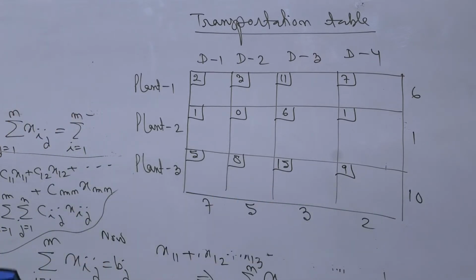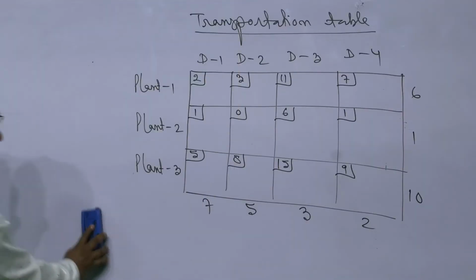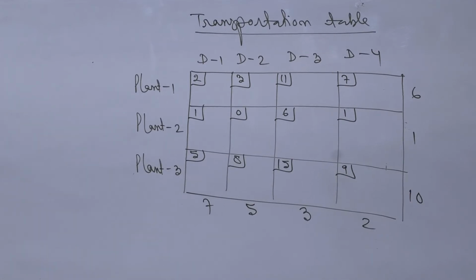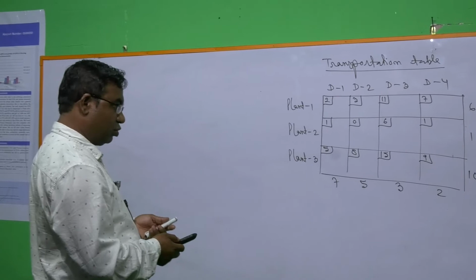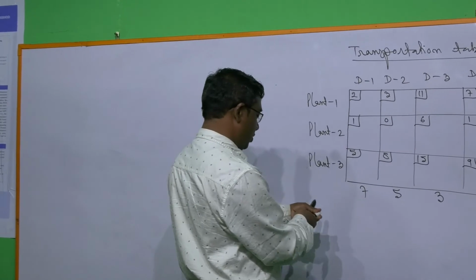So now, methods for finding the initial basic feasible solution. There are different methods. Some of them are the northwest corner rule, the least cost method, then Vogel's approximation method. These are some methods for finding the initial basic feasible solution. So first, let us discuss the northwest corner rule. In the northwest corner rule, the assignment is done in the following way.